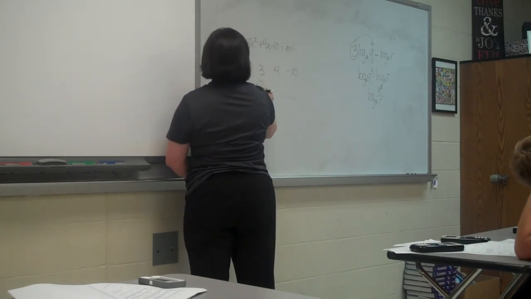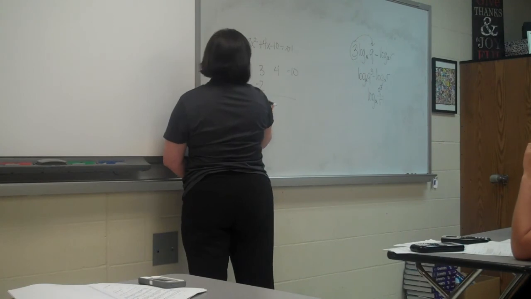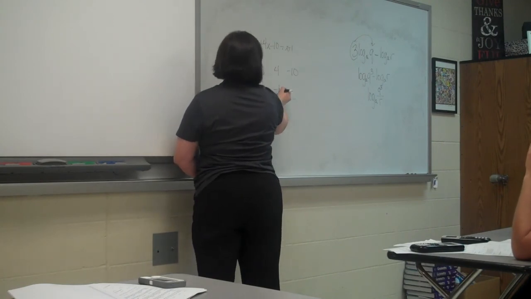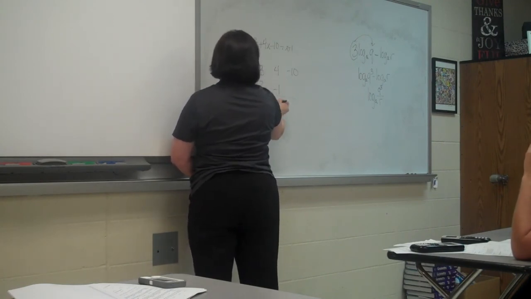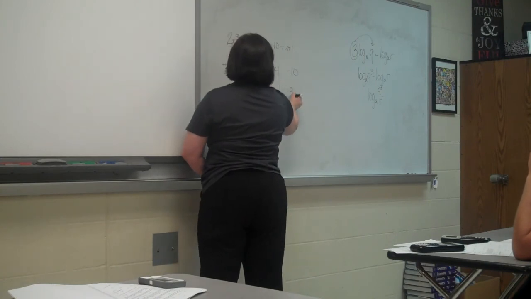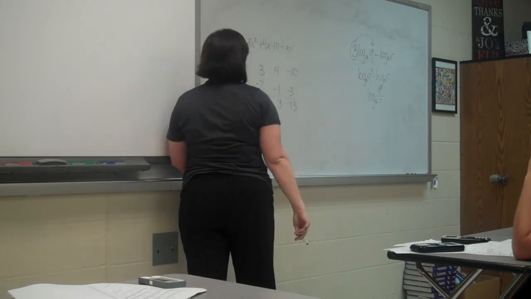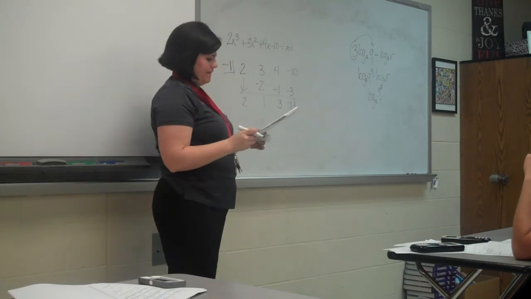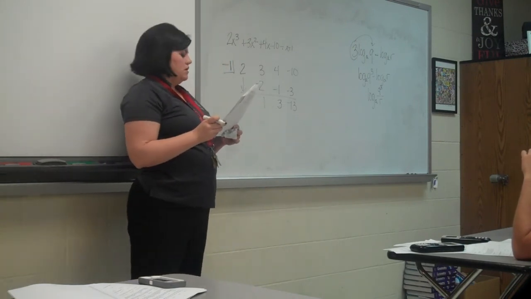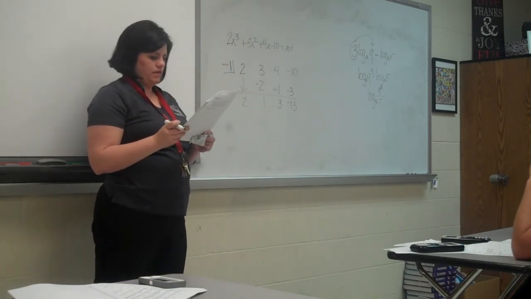Negative 1 times 2 is negative 2. 3 plus negative 2 is 1. Negative 1 times 1 is negative 1. 4 plus negative 1 is 3. Negative 1 times 3 is negative 3. Is that the remainder? Is it the exact one that was on our other one? Might be. I think it was. Okay. Answer is B.